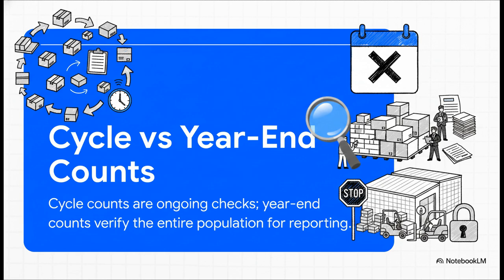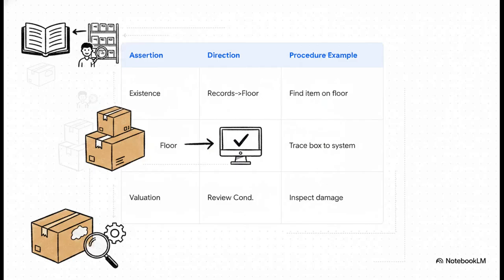This means counting high-value items maybe weekly, or counting a different aisle every single day. It lets management catch theft or system errors immediately. The year-end count, on the other hand, is a massive coordinated freeze of all operations to confirm the exact balance sheet figure for the auditors. If you only take away one thing for your exams today, memorize the directional testing on this matrix.